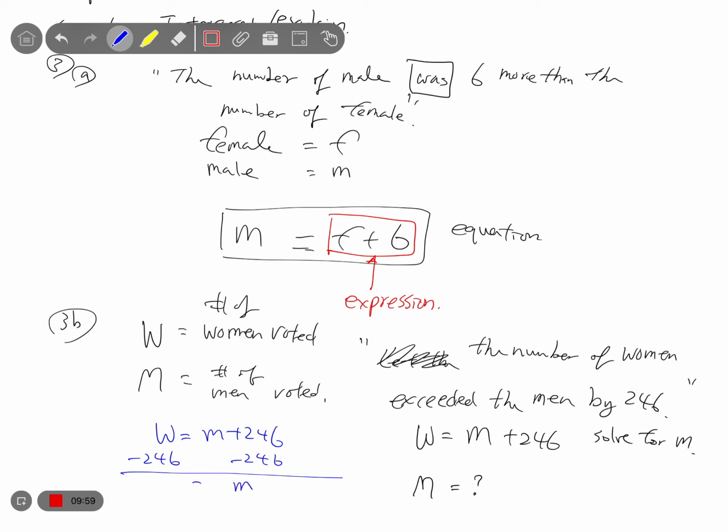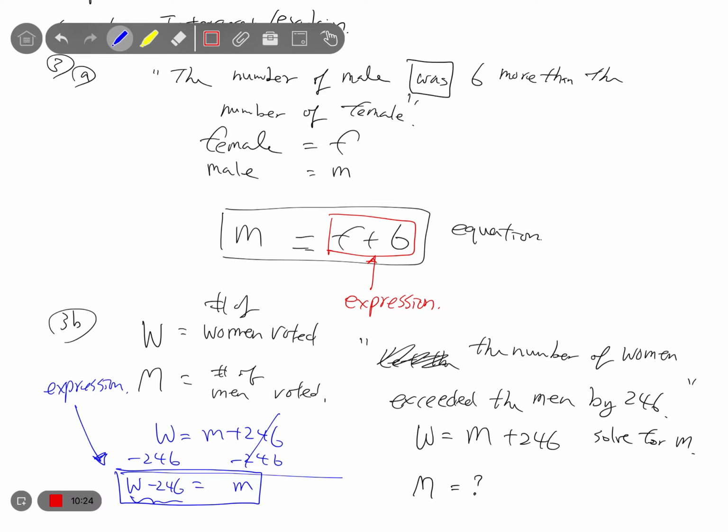And if you do that, 246 minus 246 cancel. So on the right-hand side, I'm only left with M. On the left-hand side, I'm left with W minus 246. And this right here is our expression. Okay.